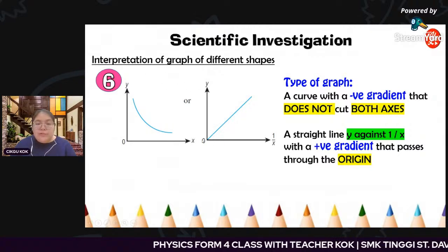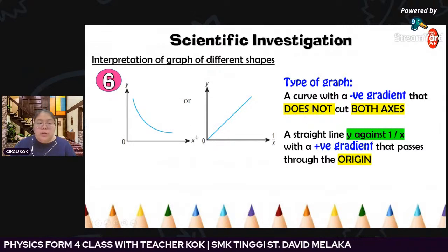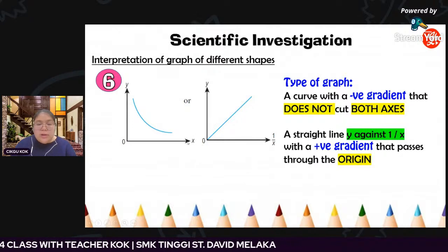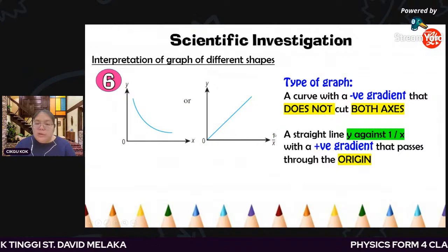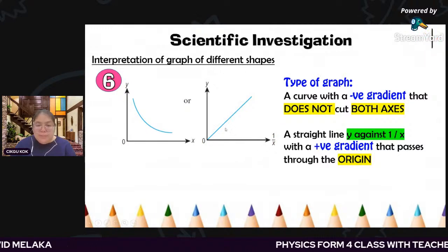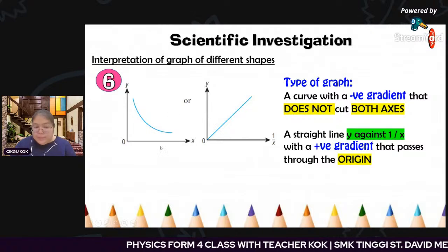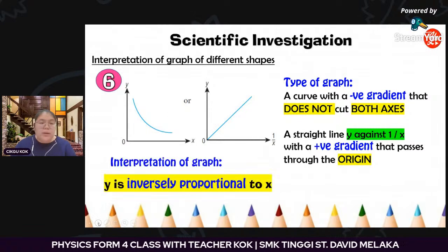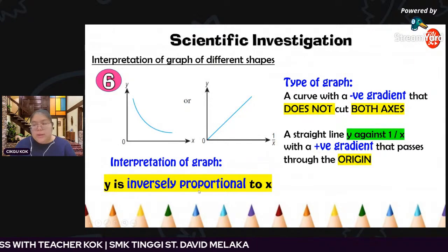Okay, we can transform it to become directly proportional, in case you need to change the x. You need to change the x to become 1 over x. When the change becomes 1 over x, they will become directly proportional. So this graph, we have a name. We have a special name for this graph. Okay, this graph, we call it inversely proportional.